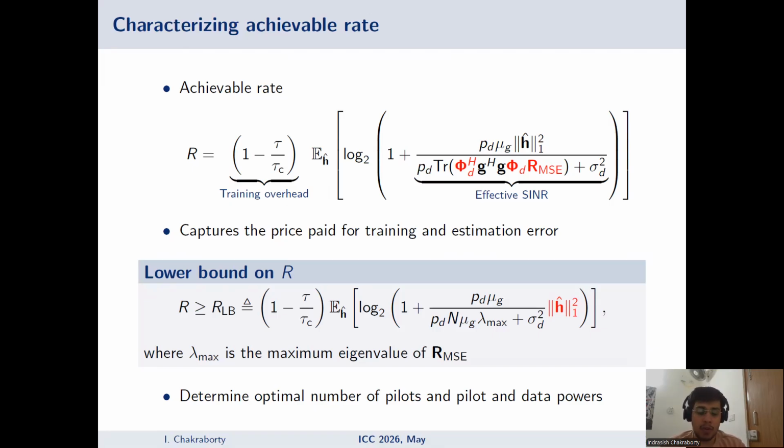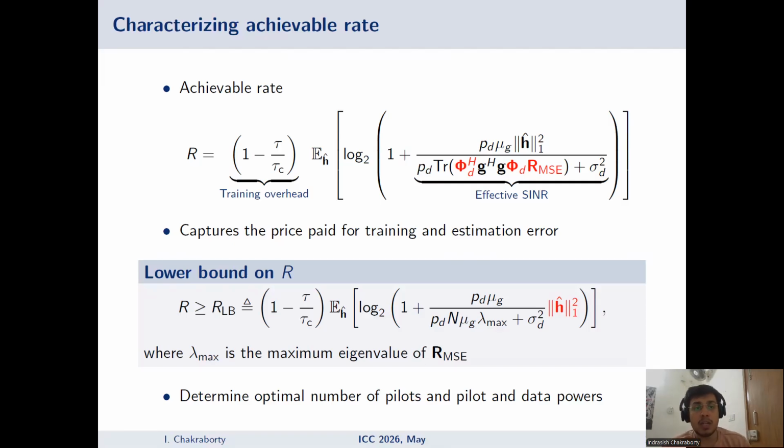Since we are going for a low complexity solution to the whole problem, we try to find a lower bound, which is in terms of the maximum eigenvalue of the error covariance matrix, and we maximize this lower bound instead to determine the optimal number of pilots and the pilot power and data power allocation. So with this, if you just give me the channel statistics, we'll be able to tell you the optimal number of pilots, the pilot power allocation, and what should be the data power. Everything we can tell. You just have to give me the statistics.